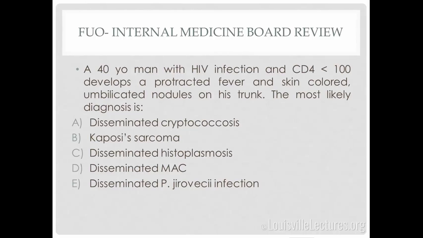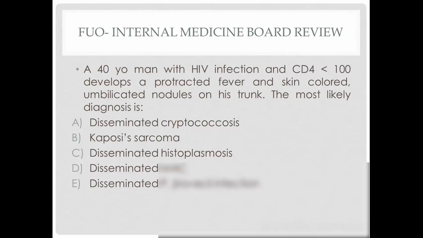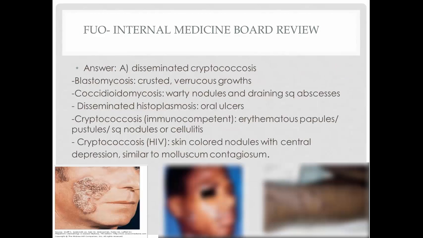No. Disseminated MAC. Okay. And what about pneumocystis? Okay. All right. So the answer to this is a tricky question. The answer is disseminated cryptococcus. So let's just break down the different appearances for these different things in an HIV patient.